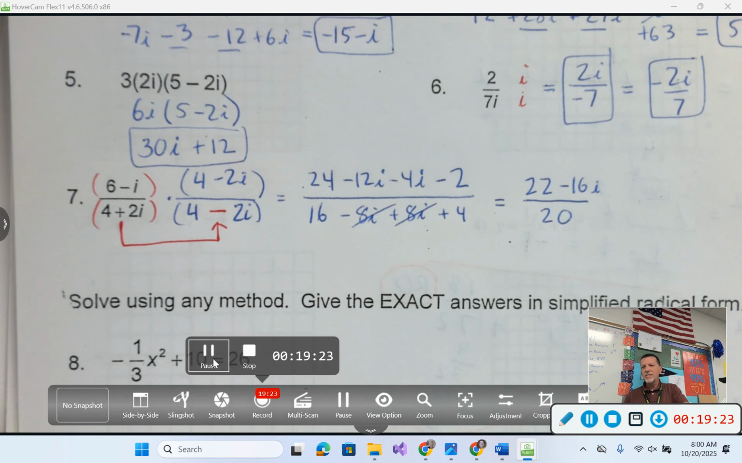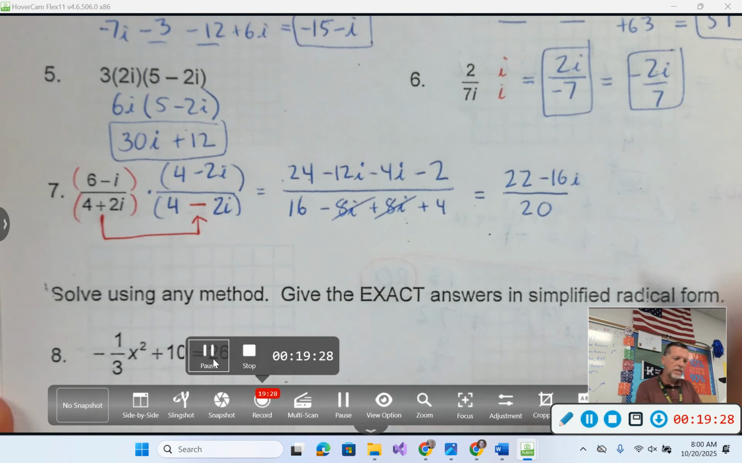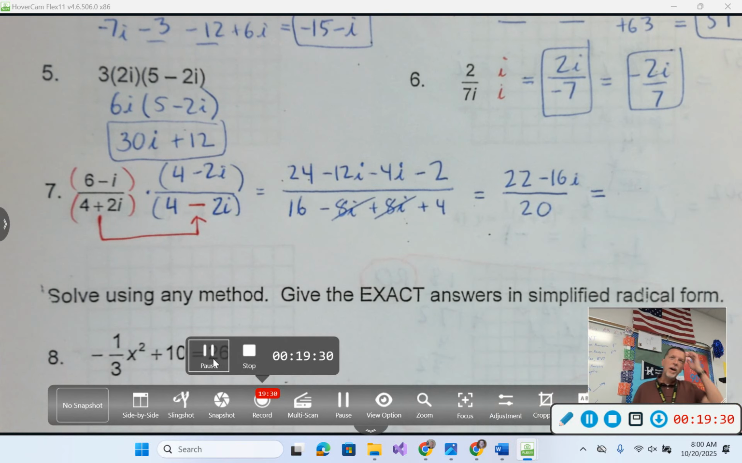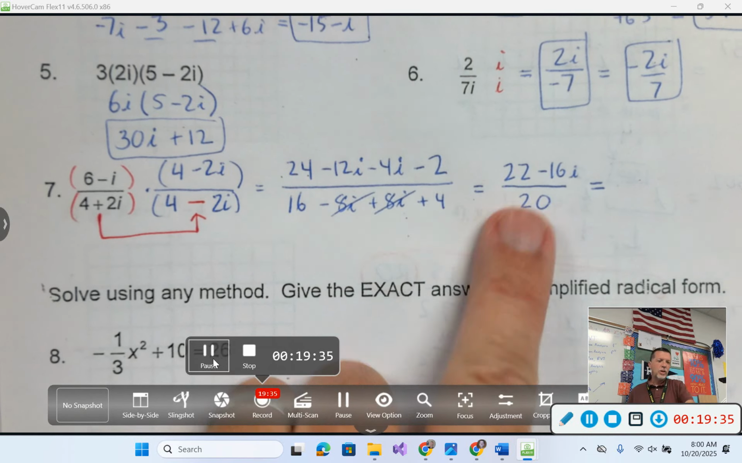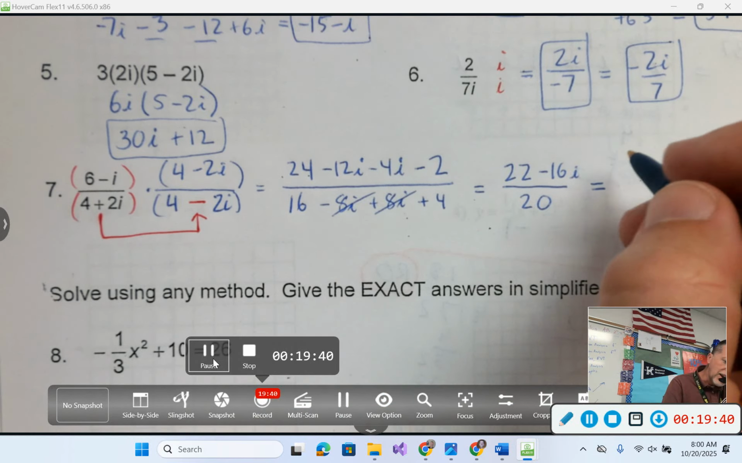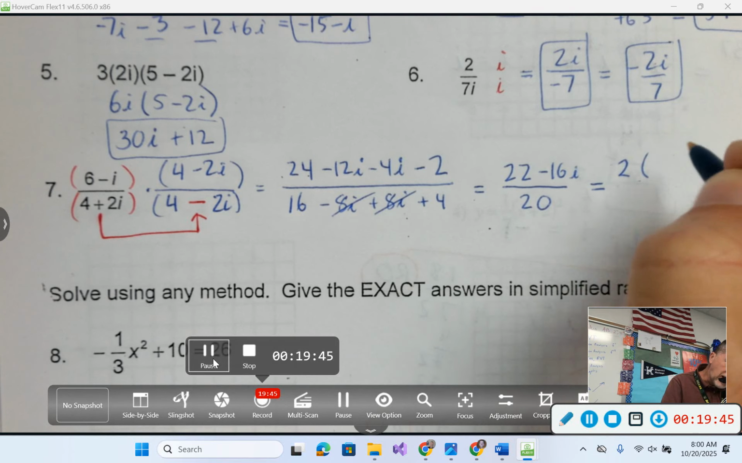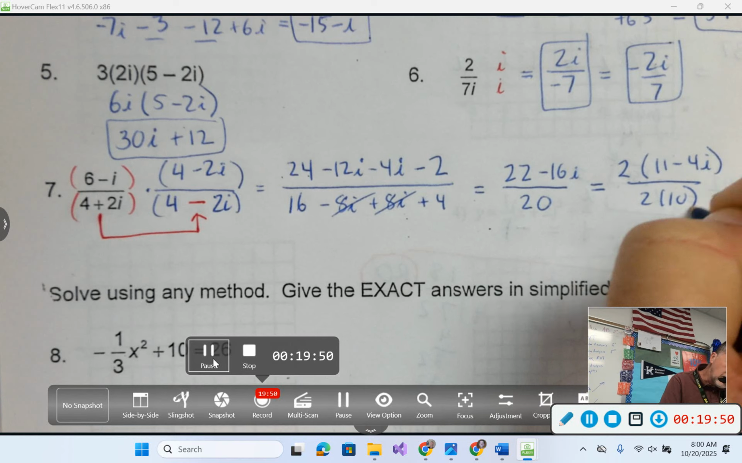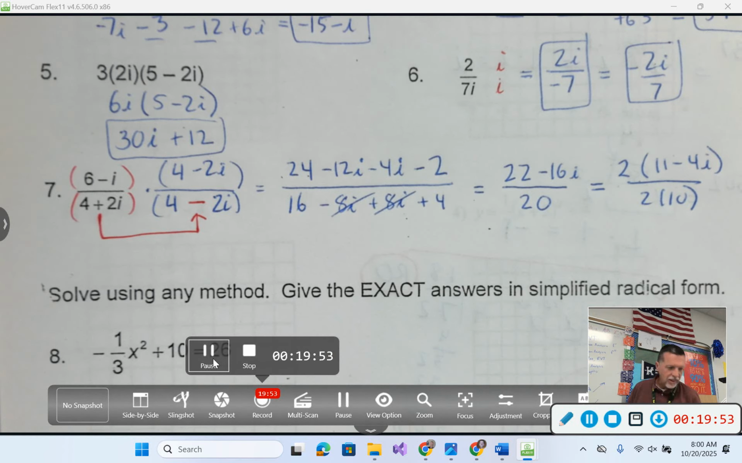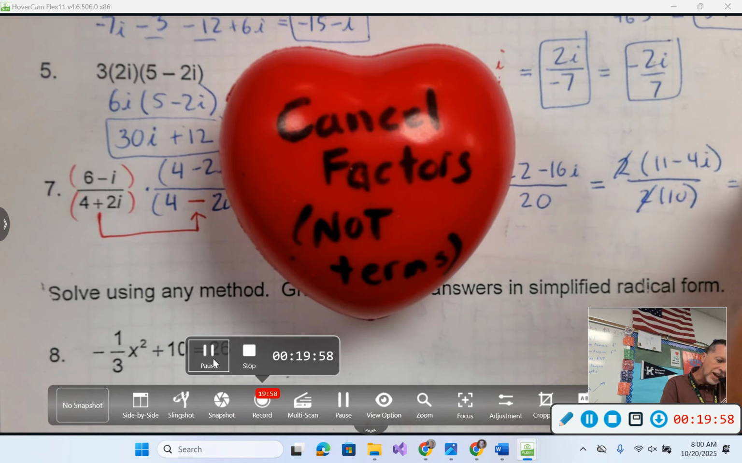Is that my final answer? No. What can I do? Simplify. Simplify by 2. Right? The 22, I can't simplify that one by 4. The other 2 will go by 4, but it has to divide into everybody. If we really want to show our steps, we could factor out a 2. This helps with the people that struggle with canceling factors, not terms. You factor out the 2, then it's clear that the 2 will cancel.